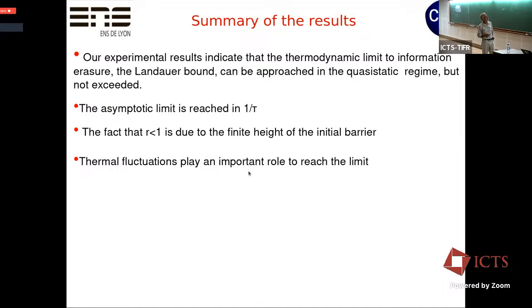The asymptotic limit is reached in 1 over tau, and the fact that the success rate is smaller than 1 is due to the finite initial barrier. Okay, thermal fluctuations, you have seen, play an important role, because you have negative events that actually allow you to reduce the amount of work of the mean.